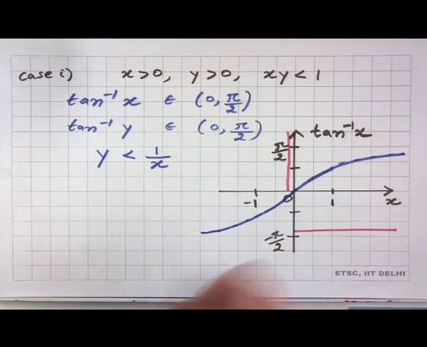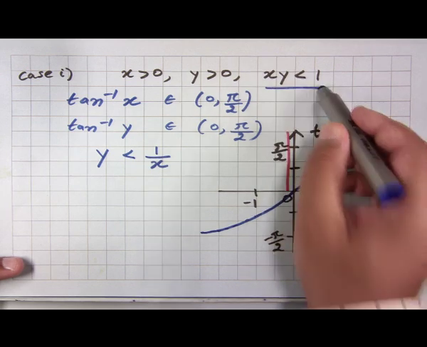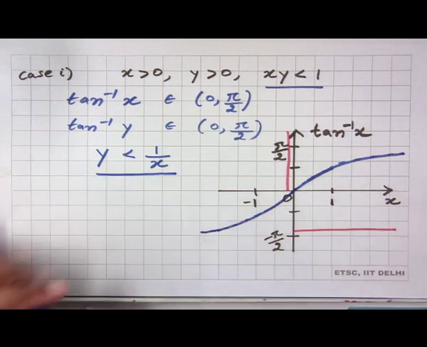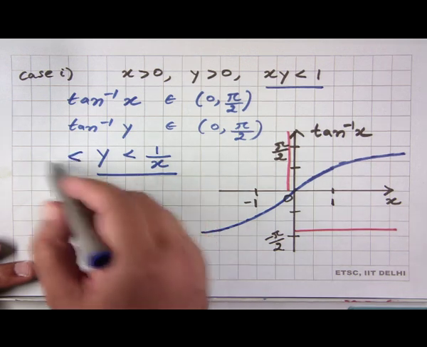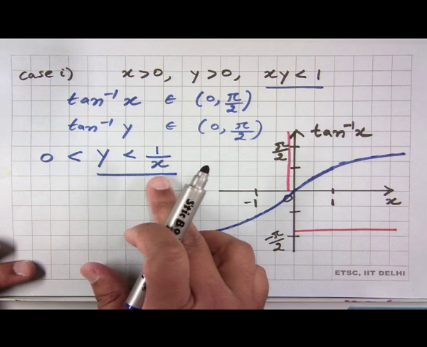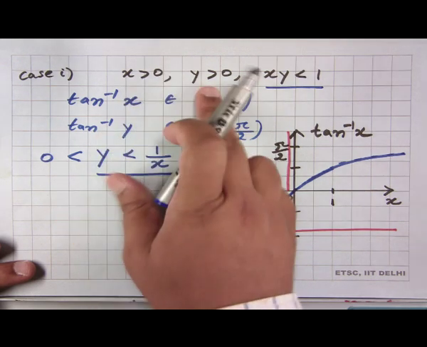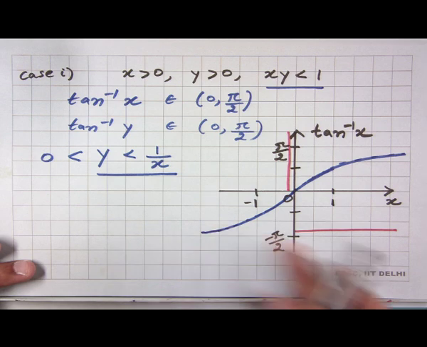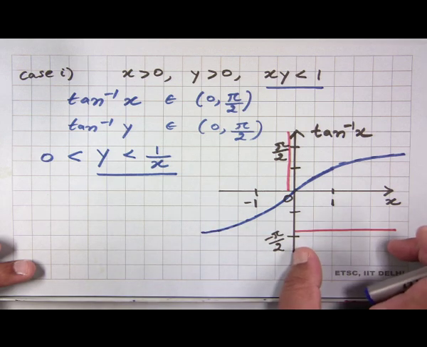But we also have this third condition that xy is less than 1. That basically means that y is less than 1 over x, but both y and 1 over x are positive because x and y are positive. So, we have this thing here. We will try to focus only on the positive x axis of this curve.